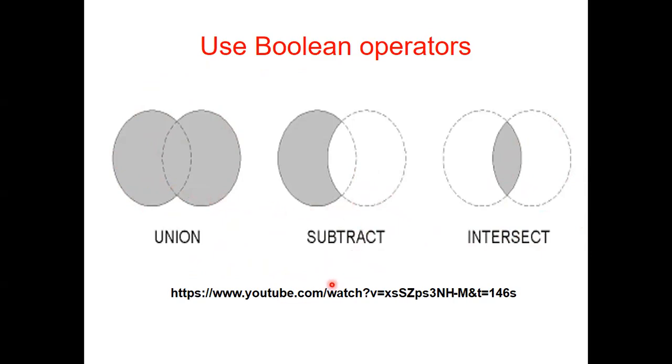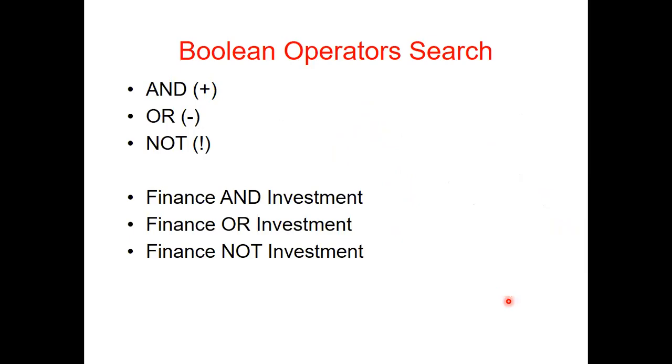If you're using not, it will exclude all of this one. If you're using intersection, then it will simply include from both arms of the literature that you're trying to search. That will be and. So I'll give you a specific example here. You could use and, or, not, or even these signs: plus, minus, or exclamation mark mean the same.